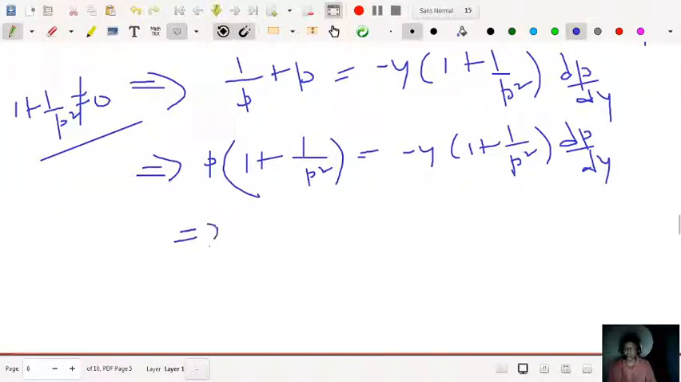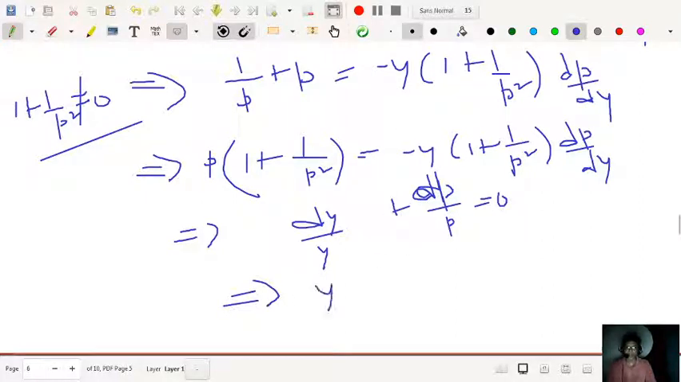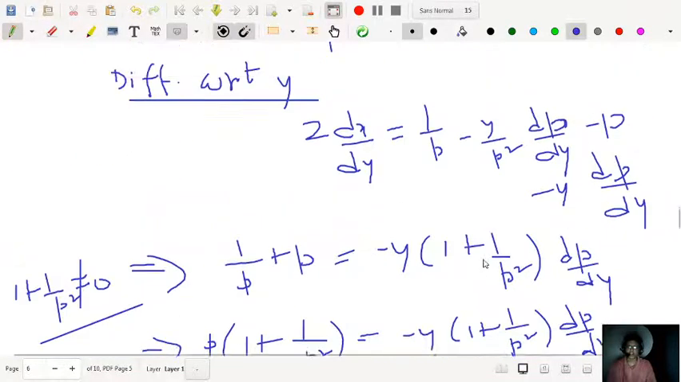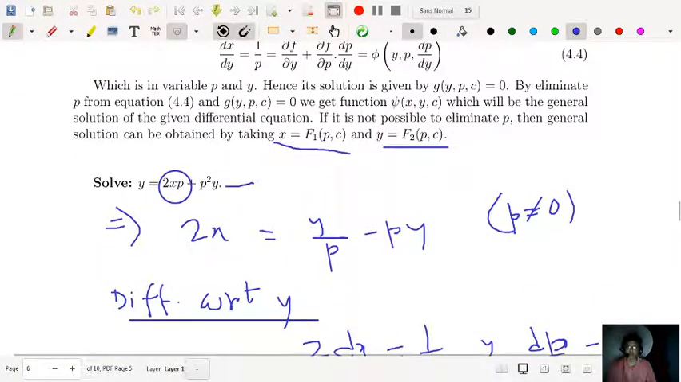So what is the simplified form? The simplified form is dy by y plus dp by p equal to 0. And if you integrate, yp equal to c. So you substitute this in equation 1. What is your equation 1? The problem itself is the equation 1.